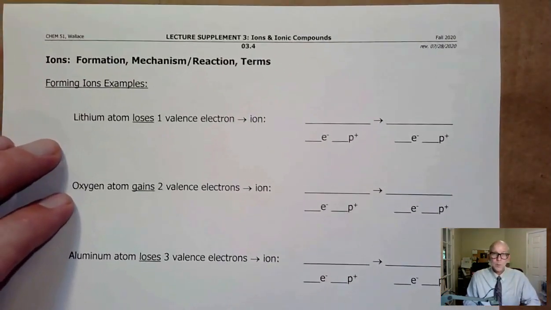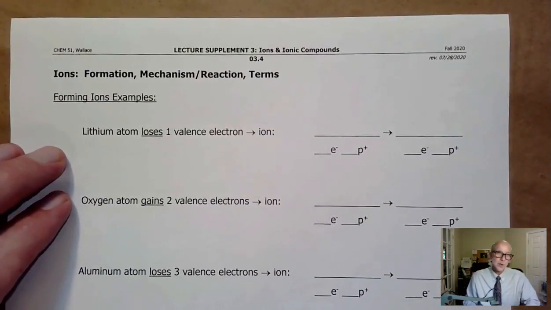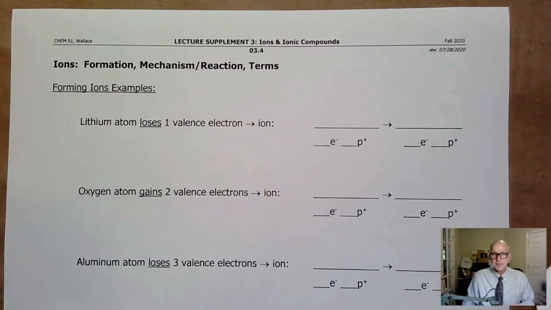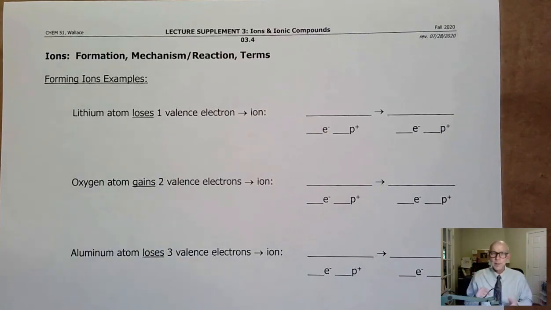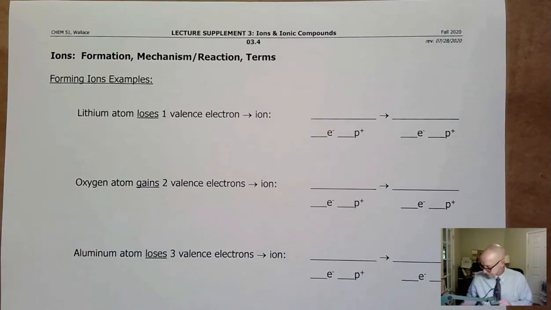All right, how do we get to ions? Well, we need to look at that, because if we know how atoms get to ions, then we're going to be able to predict what kind of ions they are going to form. And then that'll allow us to say what might become ionic compounds. So we've got to think about a couple of things here.